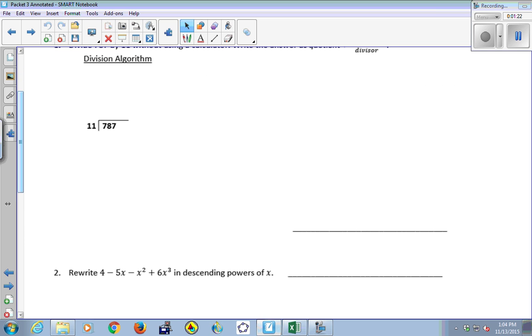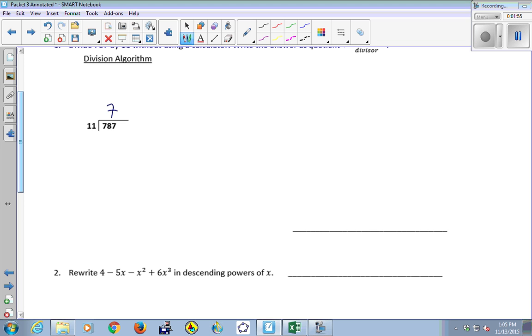All right, so I want to do 11 into 787. How many sets of 11 can go into 787? What's the first thing you do? You try to fit 11 into 7. You look at just the leading number, right? Does 11 go into 7? No, so you go one more over and you look at 78. Does 11 go into 78? Yes, how many times? 7 times, so I put a 7 up here.